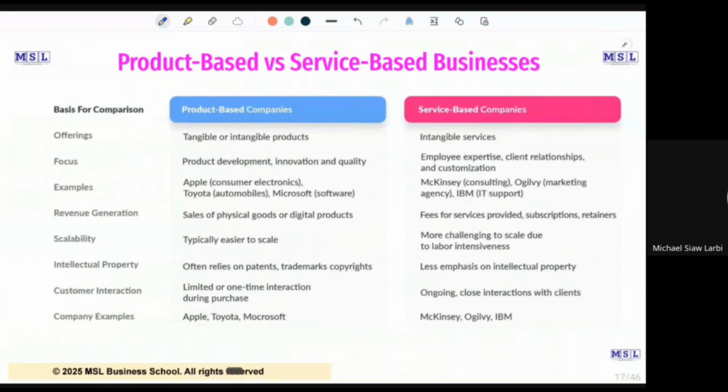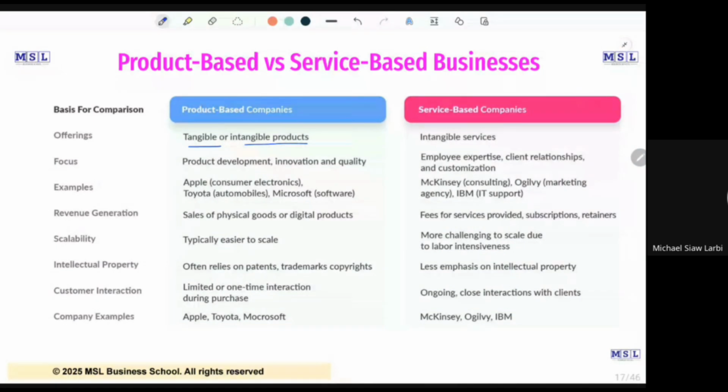Let's take some very popular business models and look at how they make money. Then when you pick their financial statement, as we'll do in some examples, you'll be able to say, okay, this is how these guys make money, then it makes sense to me. So let's first look at product-based versus service-based businesses. Some businesses deal in products. Some offer services. Product-based companies' offering is a tangible or intangible product.